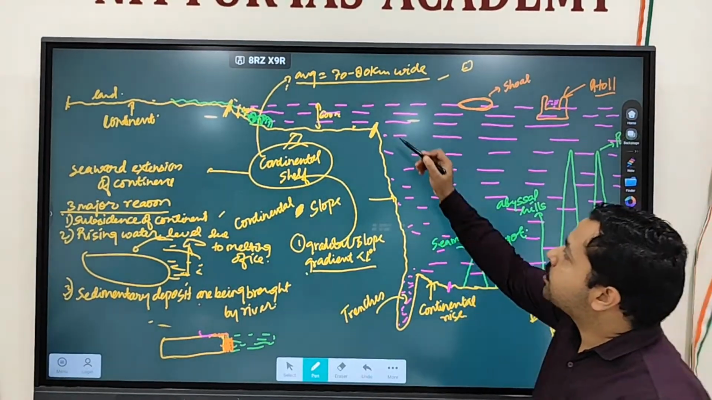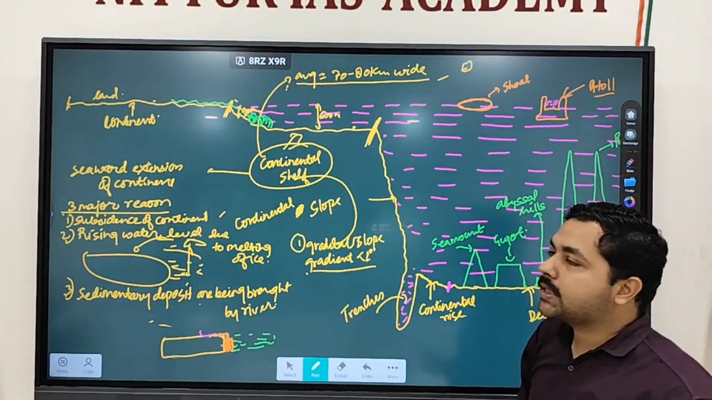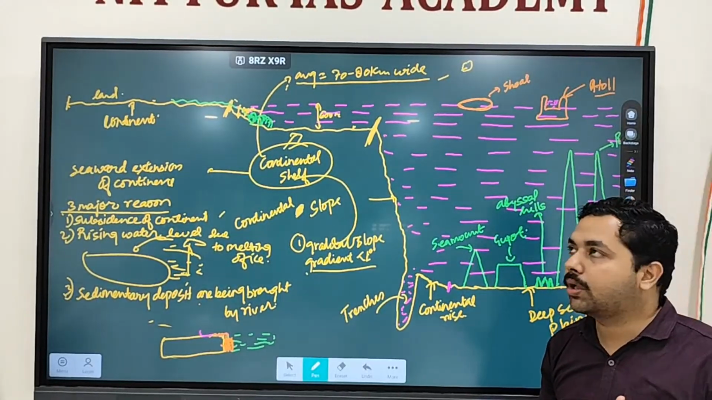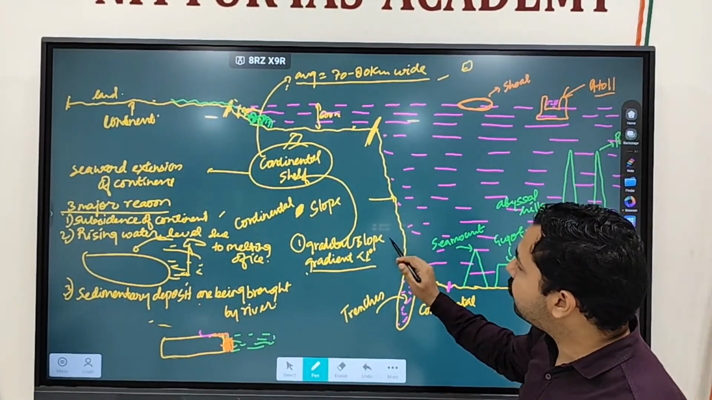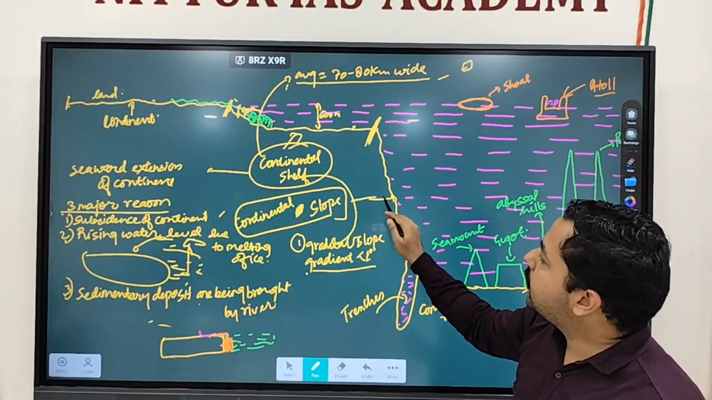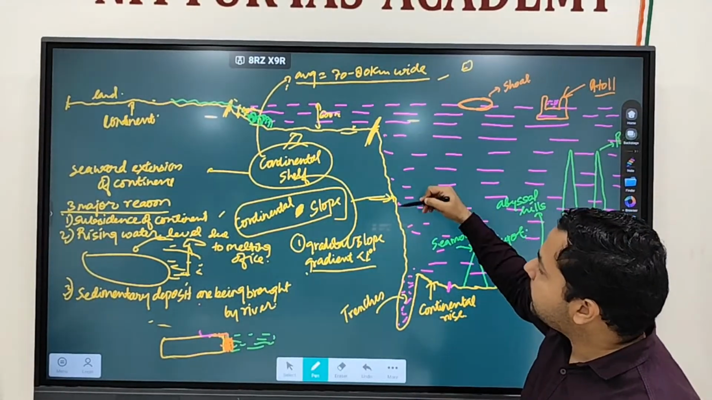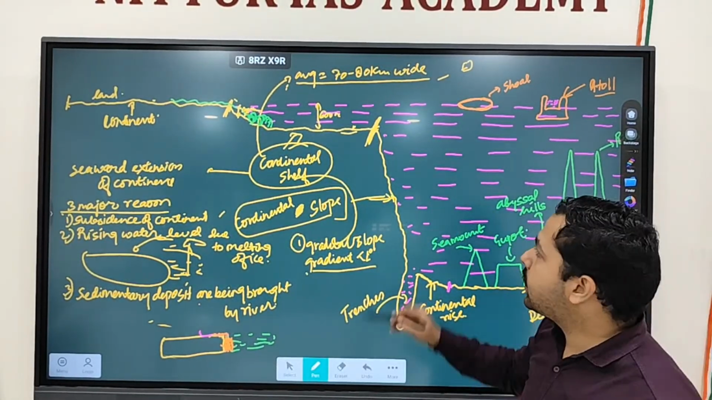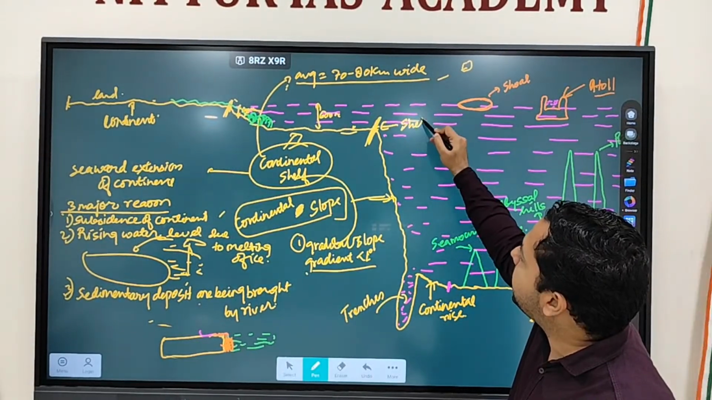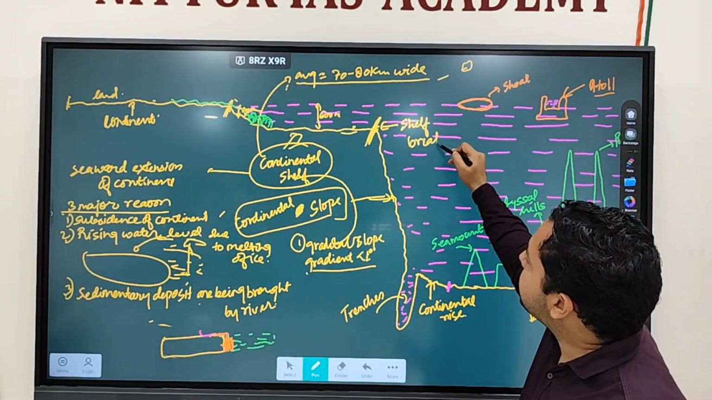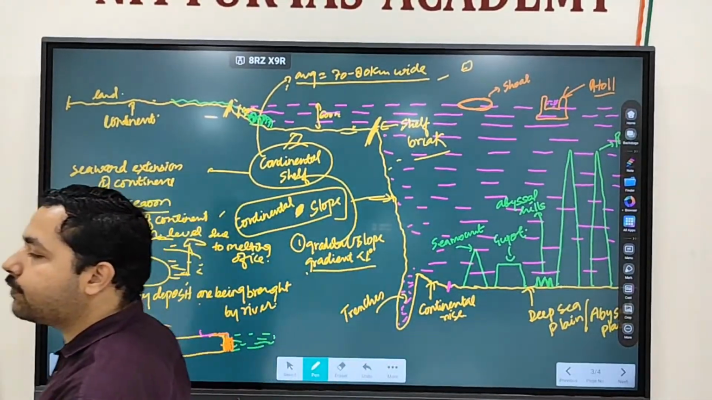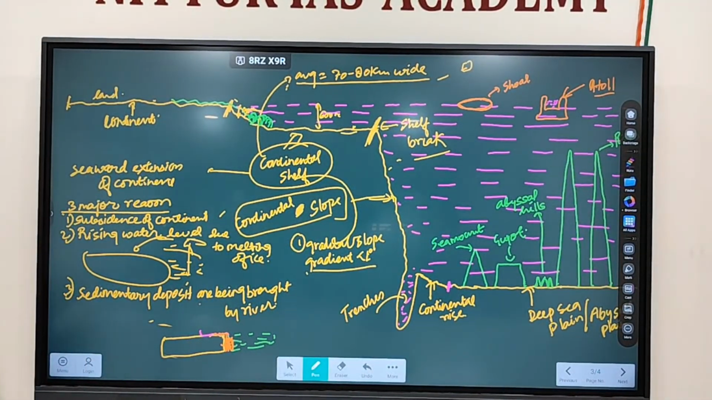And what you see is the point where the continental shelf is ending, and what is starting? Continental slope is starting. This point is referred to as the shelf break, or ending point of a shelf, where the continental shelf will end and the continental slope will begin. Fine.